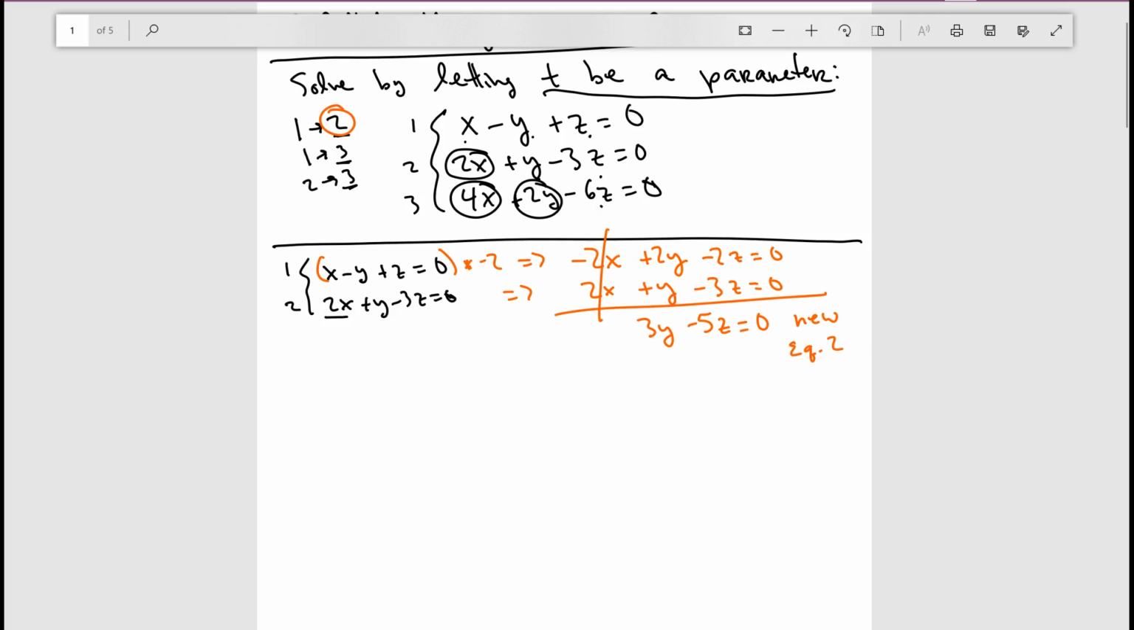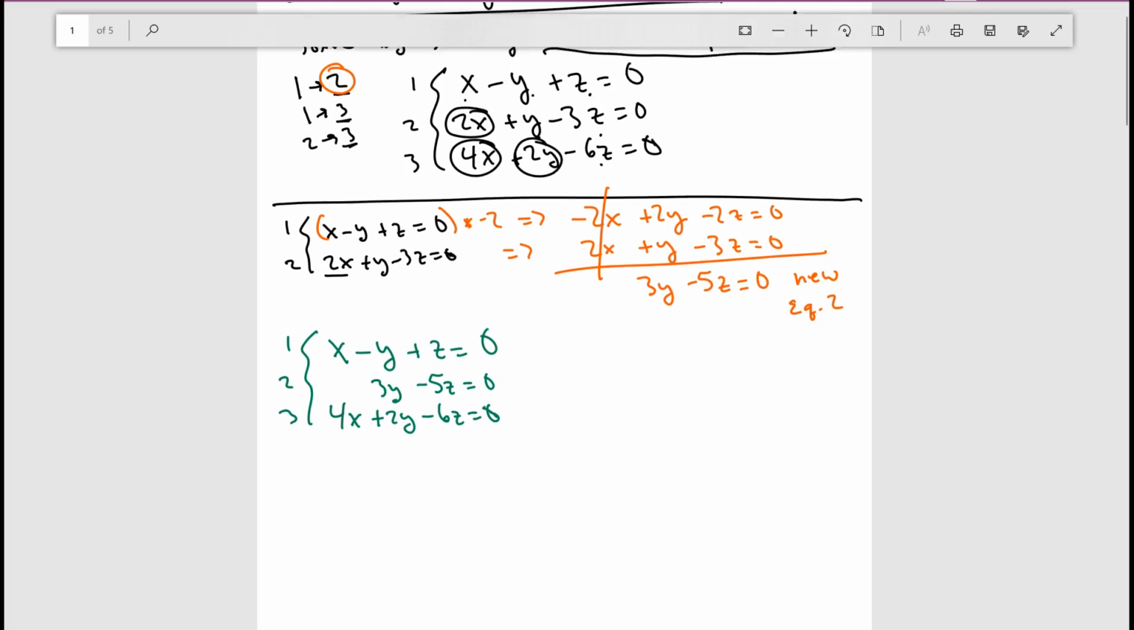So remember, this is the first one, so this is going to be my new equation 2. Let me use a different color. So I'm going to have x minus y plus z equals 0. My new equation number 2 is going to be this 3y minus 5z equals 0. And then E3 is going to be 4x plus 2y minus 6z equals 0. Notice that I'm lining up all of my variables.